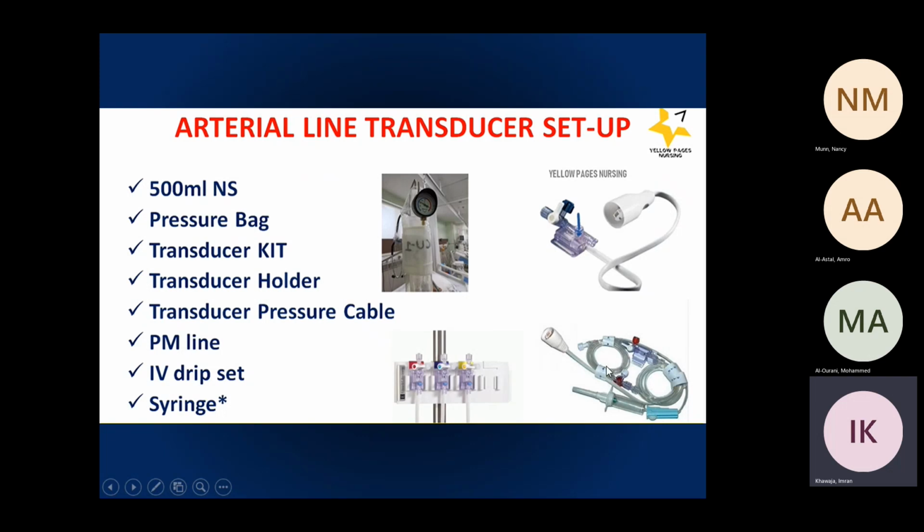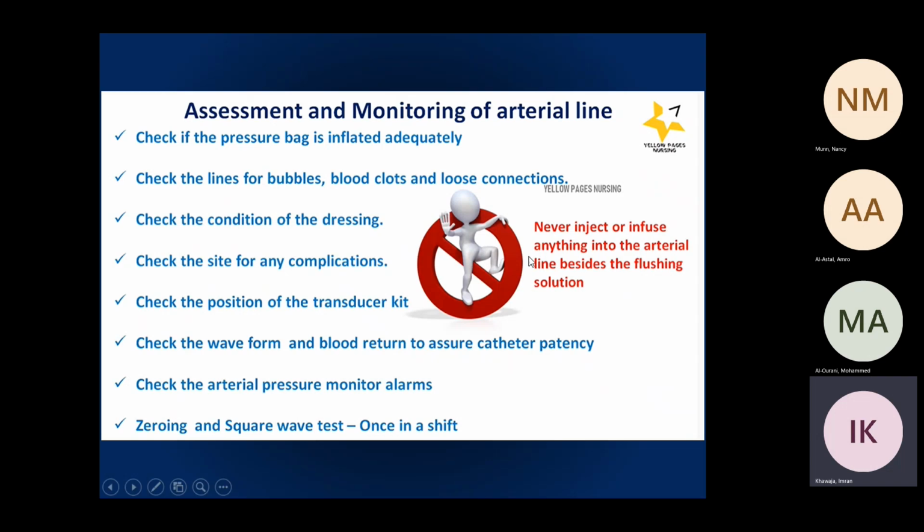So again, it's important for the validity of readings that you make sure the bag is fully inflated, that the system is leveled and zeroed, and we'll talk about the square wave test, which should be done routinely, at least once every shift. But if you suspect an erroneous reading, or the waveform doesn't look normal or is distorted, like we're going to discuss, you have to troubleshoot your system by doing the flush test or square waveform.